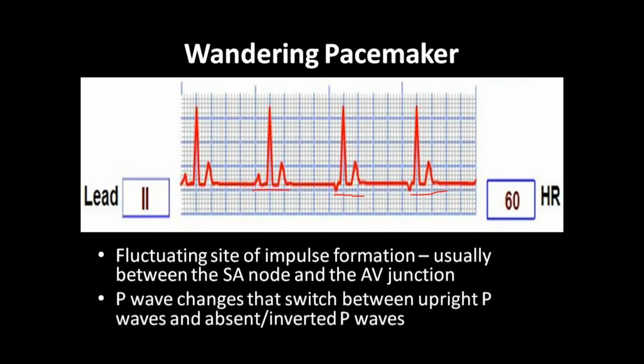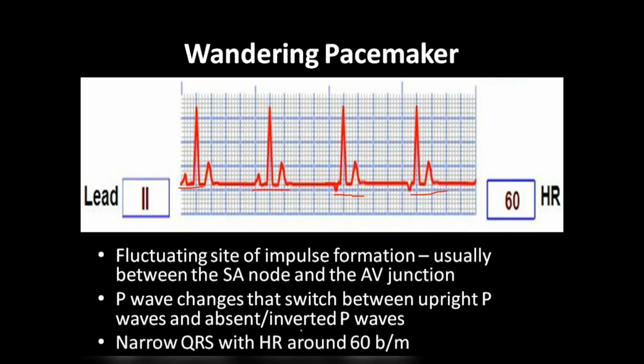P wave changes that switch between upright P waves and absent or inverted P wave. So here you can see an upright P wave, here also an upright P wave, but here when it comes it became an inverted P wave. Sometimes it may even be absent, there will not be any P wave. And narrow QRS with heart rate around 60 beats per minute is seen. Because both SA node and AV node work, but they are not working properly. Sometimes the SA node fires the impulses, sometimes the AV junction fires the impulses.